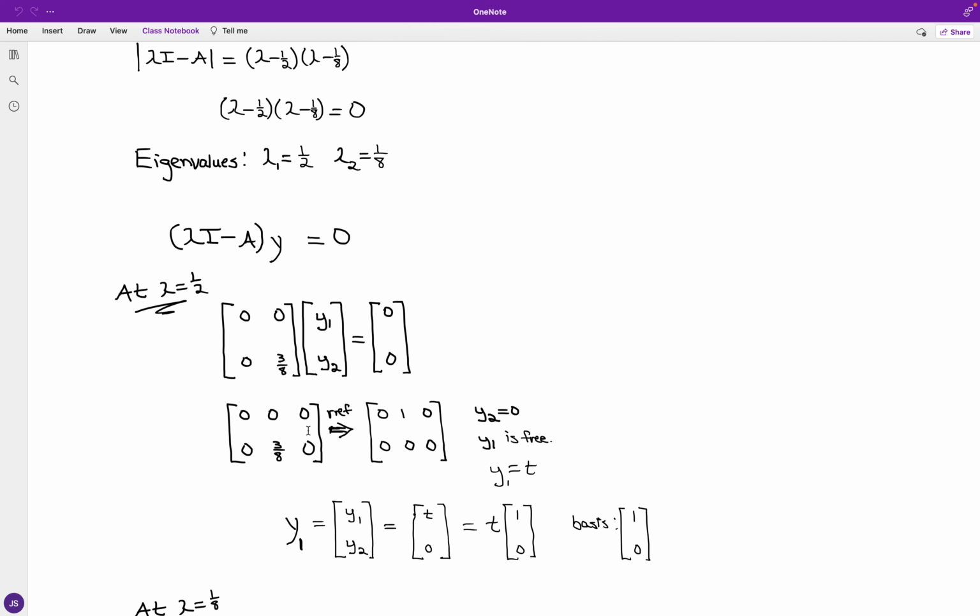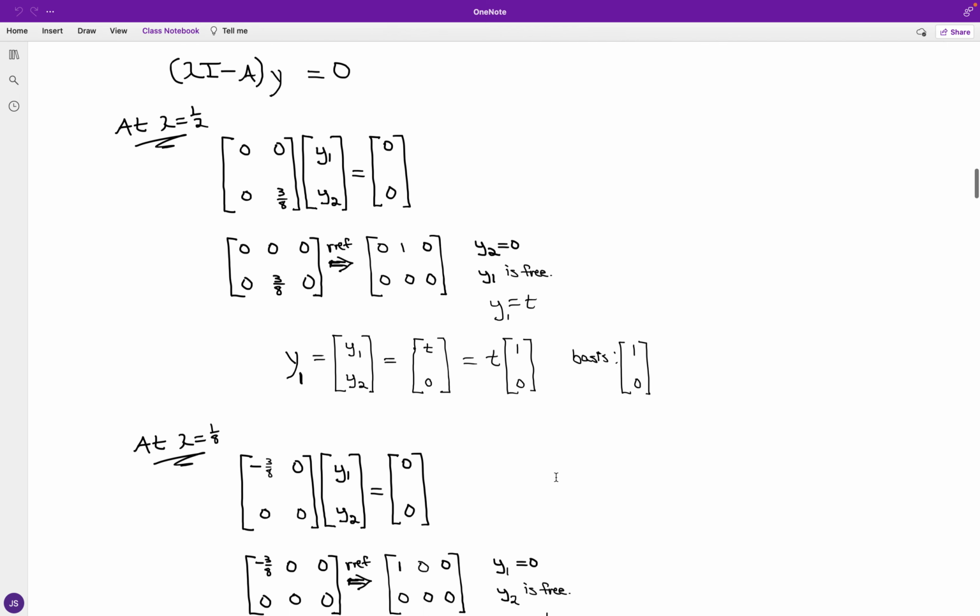So you have 0, 0, 0 across, and in the bottom row we have 0, 3/8 and 0. Putting it in reduced row echelon form, we have 0, 1, 0 at the top, and this signals y sub 2 is equal to 0, and we have zeros at the bottom, so the system is consistent. But y sub 1 is going to be a free variable, and so we set this equal to t.